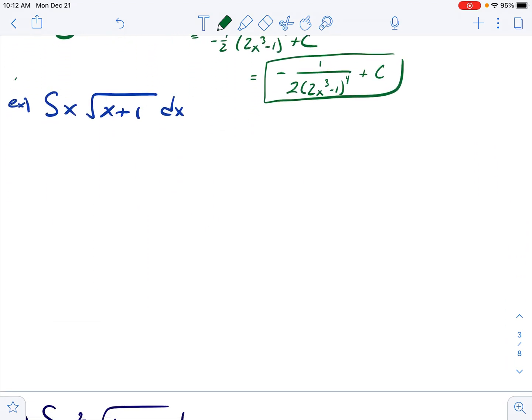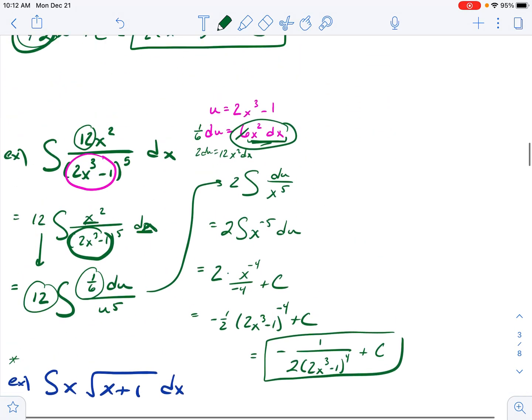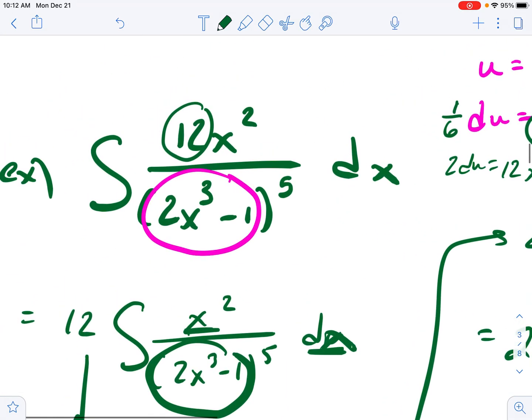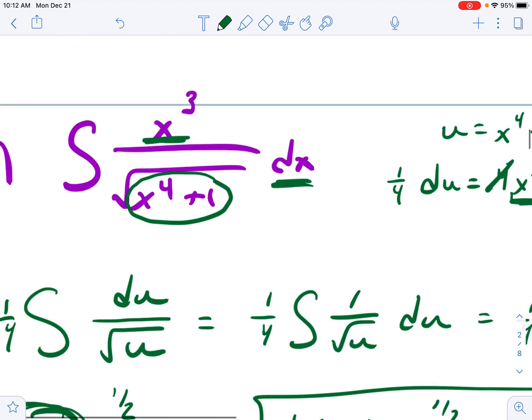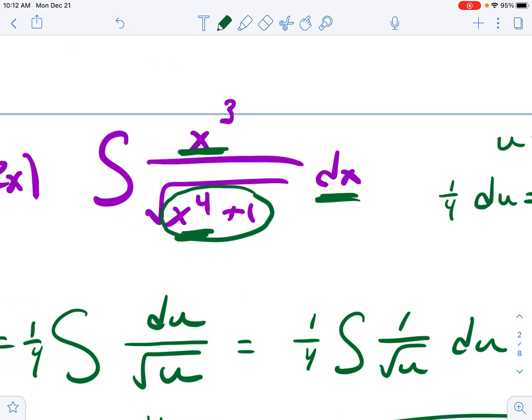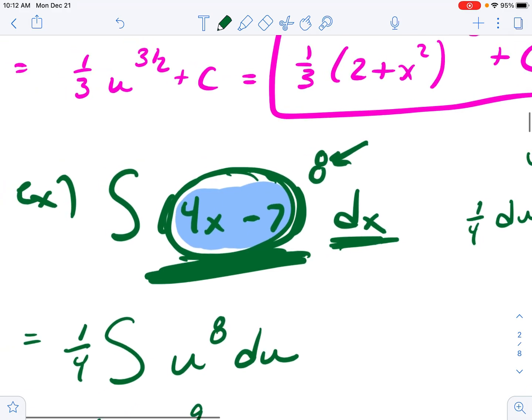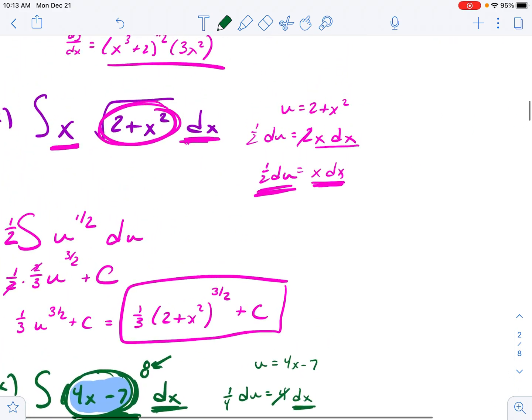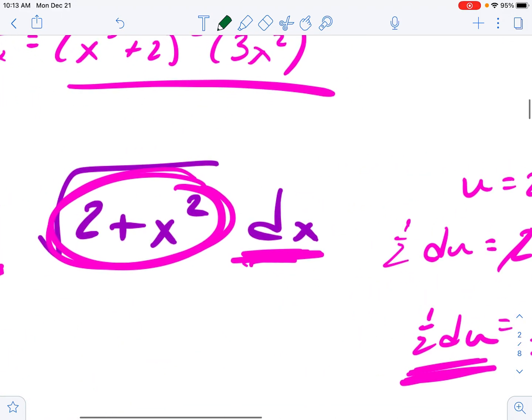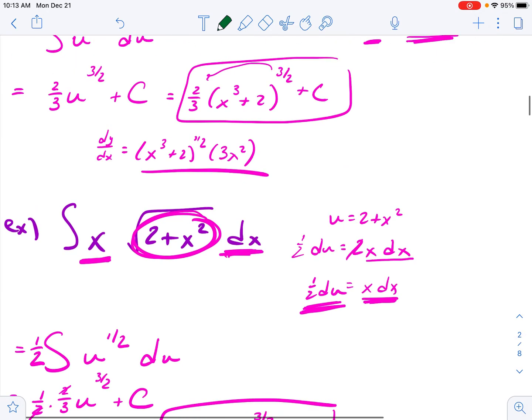A little trickier, the next two examples here. If you notice about all the previous examples, one term was 1 power higher than another. Like we had 2x cubed here, we had an x squared to go with it. So if we take the derivative of something with x cubed, we get back something with x squared. If we take the derivative of something with x to the 4th, we get back something with x cubed. If we took the derivative of this linear thing, we get back something with a constant. When we took the derivative of this x squared, we got something back with x to the 1st.